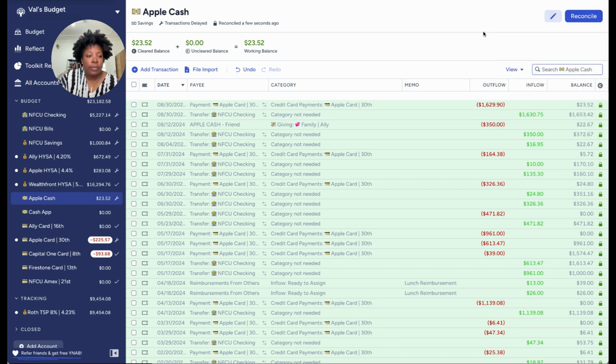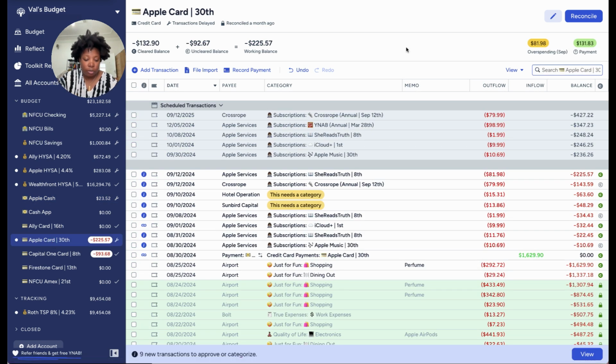So far, so good. Everything is going smoothly, but I don't want to jinx myself. But we're just going to keep going. Next is my Apple Card. I have a balance of $132.90, which is matching here. So let's go through the transactions. So the earliest one we have is at the airport.